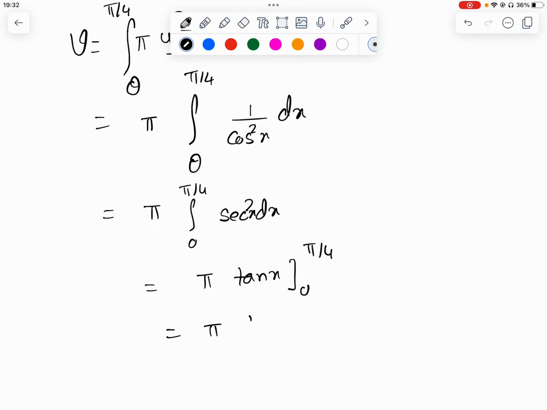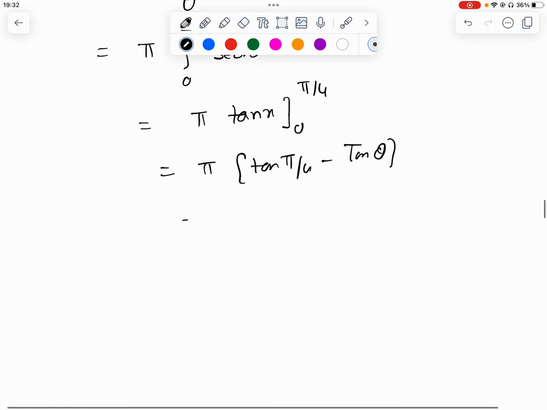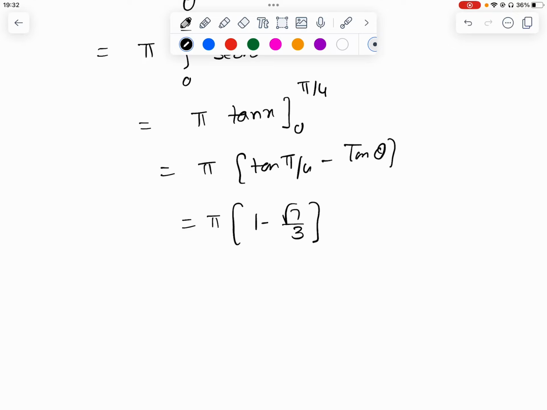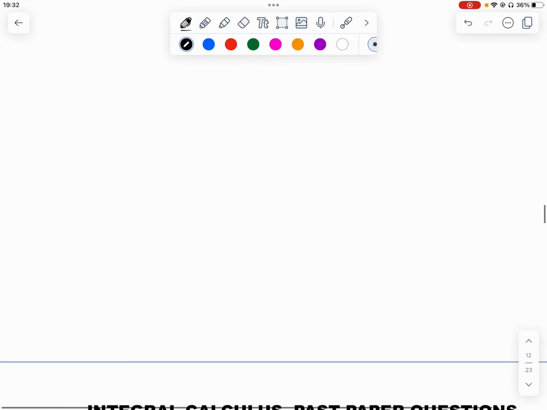So pi times tan pi by 4 minus tan theta. Tan pi by 4 is 1. Tan theta is root 7 upon 3, which we have just calculated. So the answer is pi minus pi root 7 upon 3. This is going to be the answer.